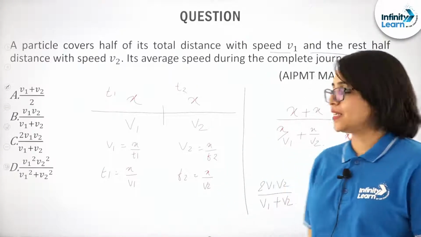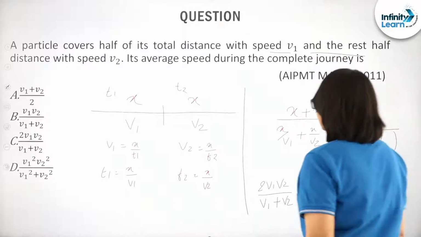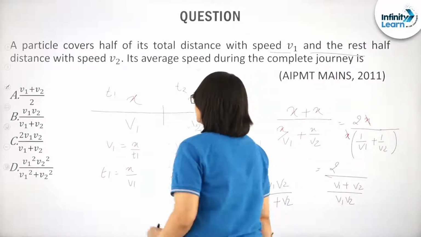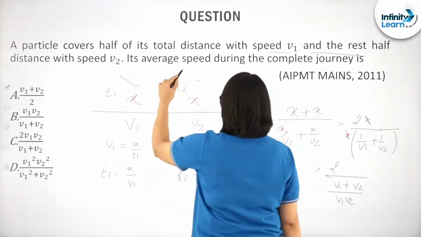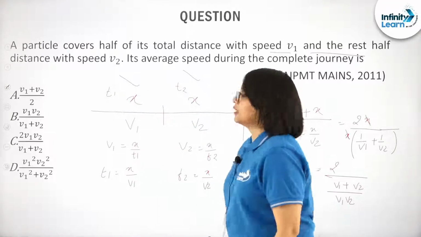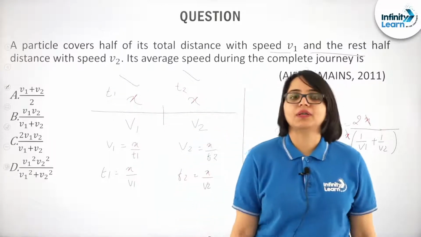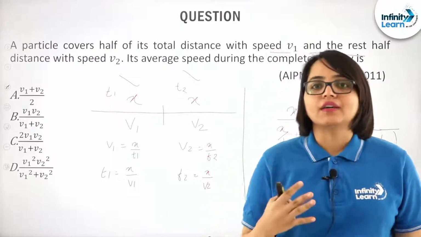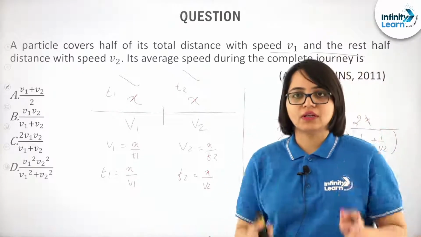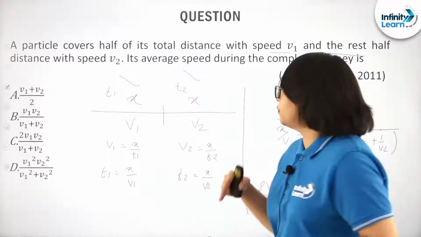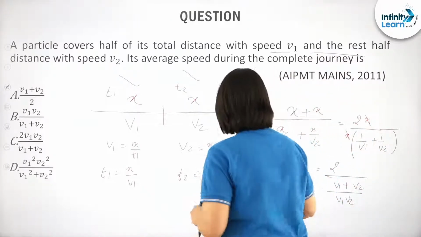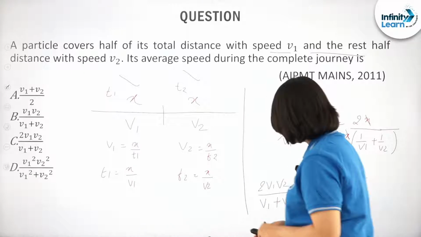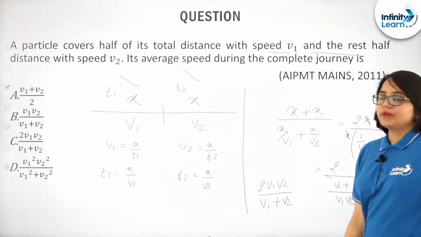Well done guys. I hope this is clear. You can directly remember this expression, bachcho. If you are dividing path length into two equal parts, then the average speed of the journey will be 2 v1 v2 divided by v1 plus v2. v1 is the speed of the particle in the first half of the journey, and v2 is the speed of the particle in the second half of the journey. I hope this is clear.